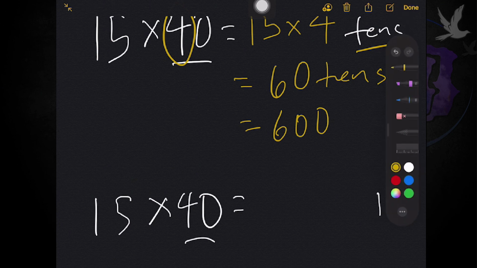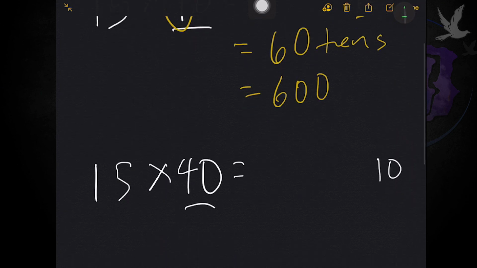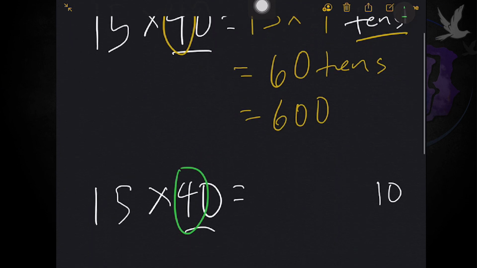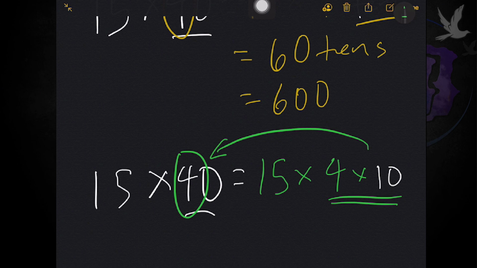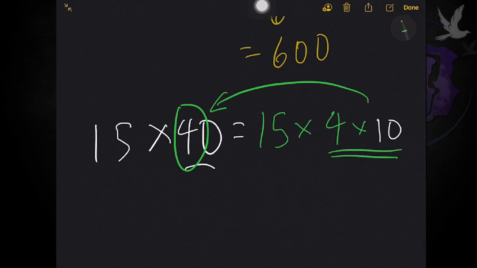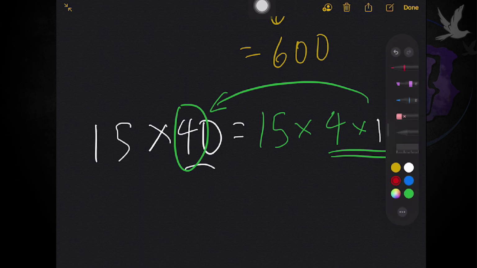So let's say we have 15 times 40. Again, taking this value. So that's equivalent to 15 times 4 times 10. Ni-breakdown natin ang 4 times 10, knowing that 4 times 10 will give you 40. Why do we have to break down? So it will be easier for us first to multiply this, so that it will be easier for you to deal with that first.